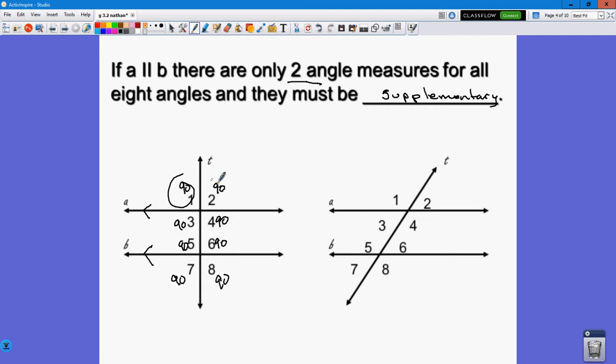So it is possible that you would only have one measurement if that measurement was what? 90 to start with. If I came over here and I said angle 1 was 100, angle 4 is also what? Because they're vertical. Angle 5 would also be 100. Angle 8 would also be 100. How big would that make the rest of them? 80.